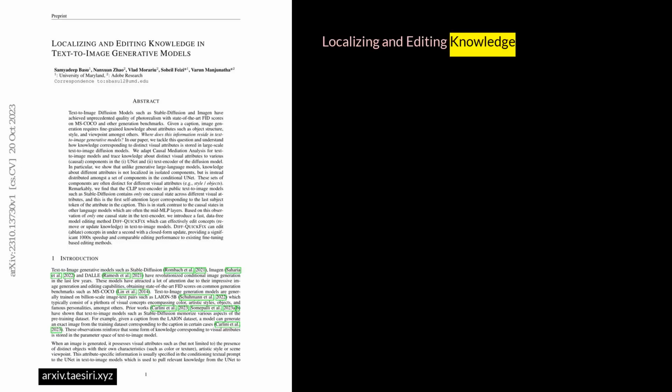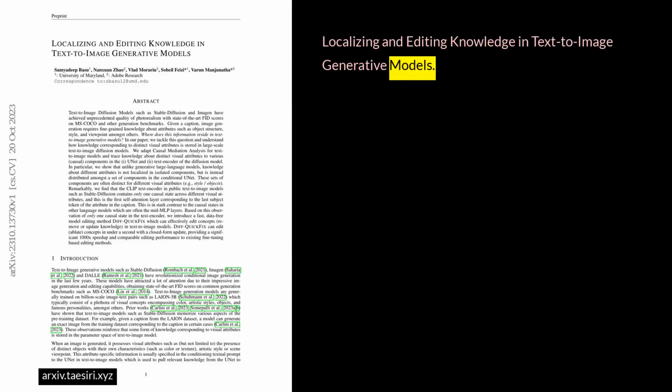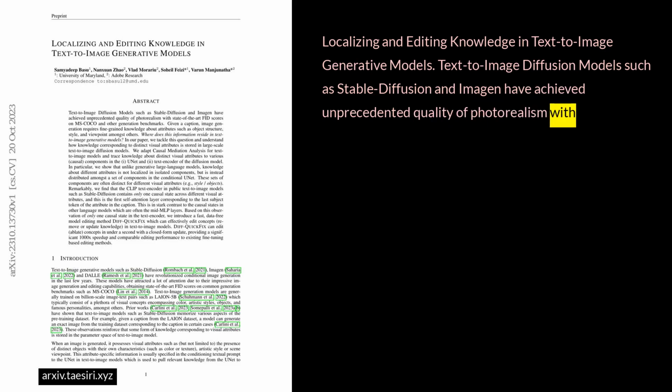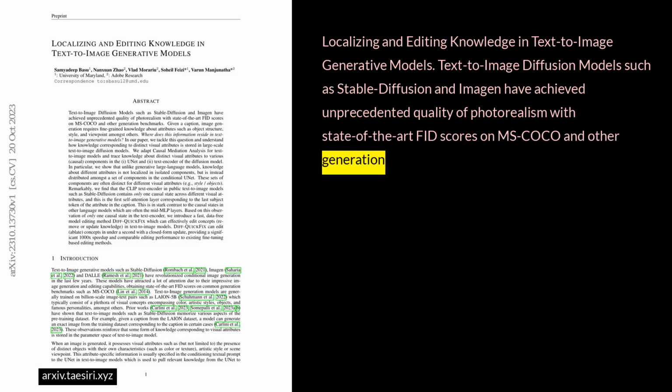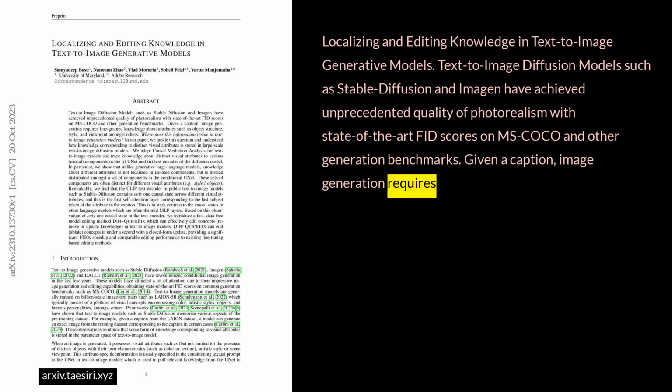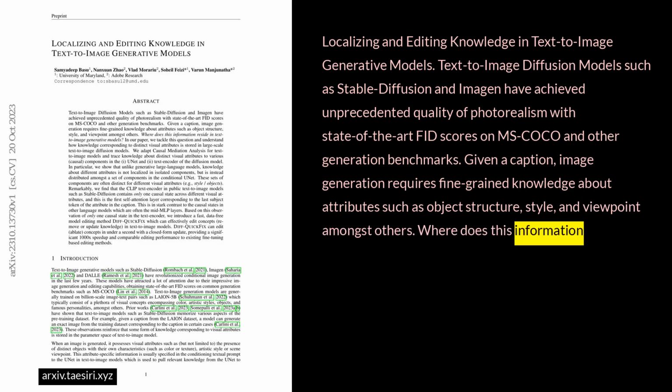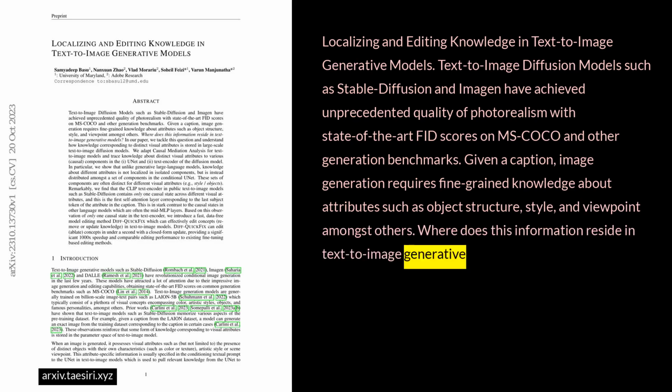Localizing and Editing Knowledge in Text-to-Image Generative Models. Text-to-image diffusion models such as Stable Diffusion and Imagen have achieved unprecedented quality of photorealism with state-of-the-art FID scores on MS COCO and other generation benchmarks. Given a caption, image generation requires fine-grained knowledge about attributes such as object structure, style, and viewpoint, amongst others. Where does this information reside in text-to-image generative models?